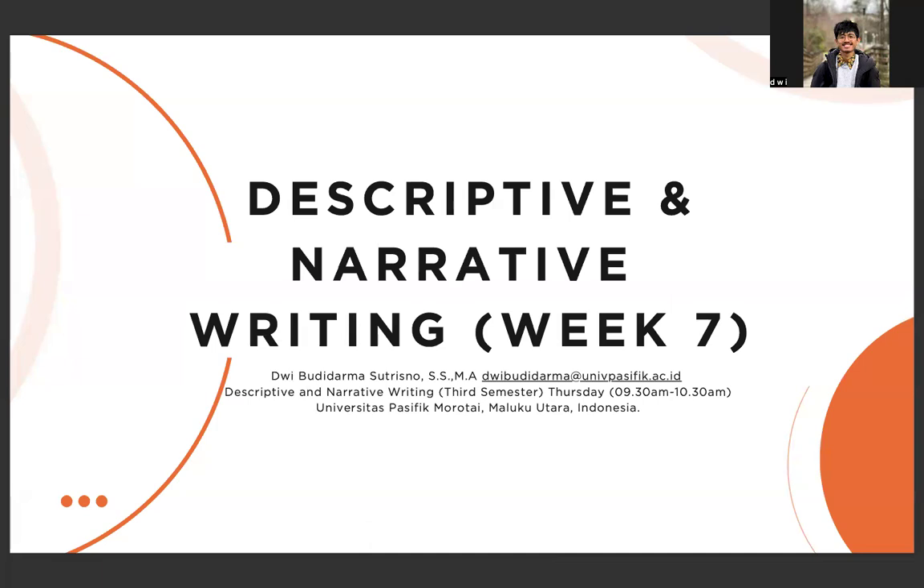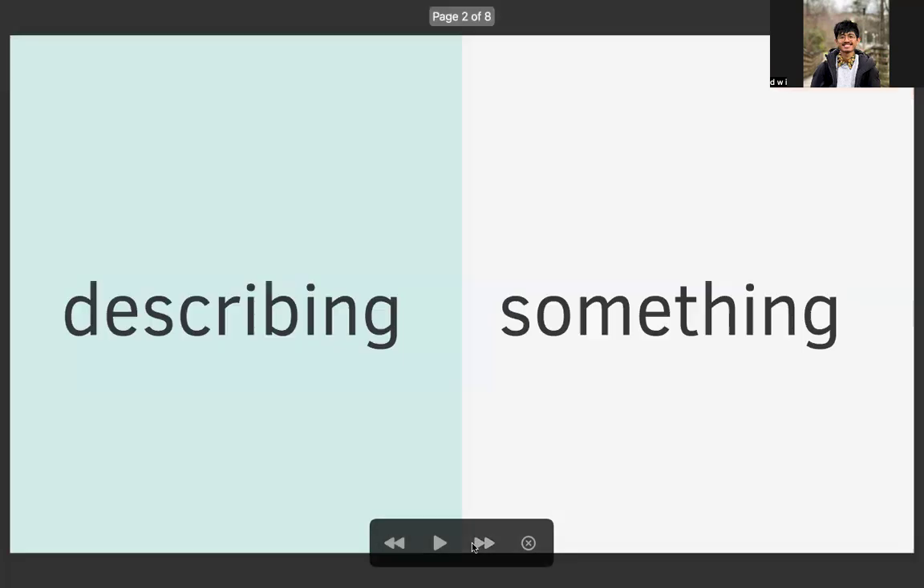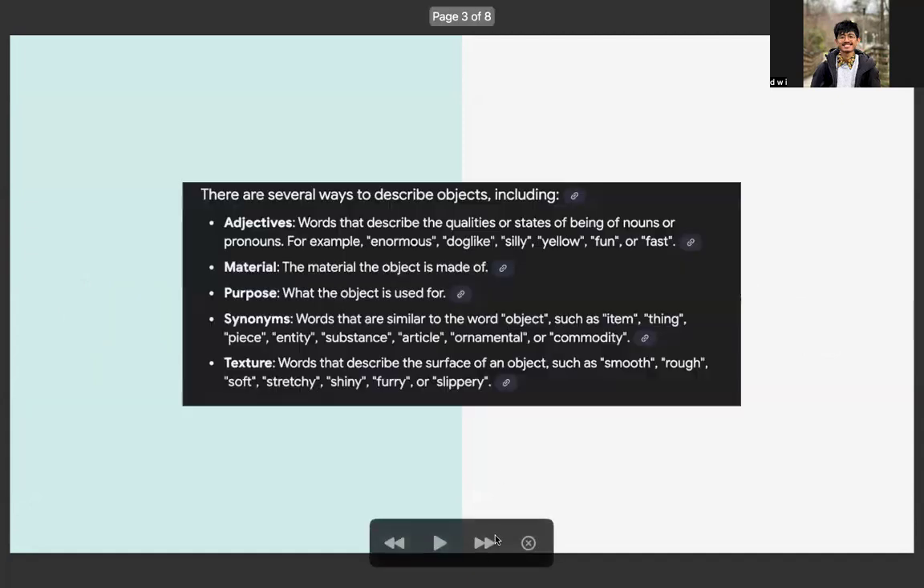In previous meetings, we already talked about how to describe someone and describe some place. This week, we're going to discuss how to describe something. And if something can be seen as too abstract, then let's put it more specifically or break it down into describing an object. So we have an object and then we describe the object. Describing something is similar to describing an object.